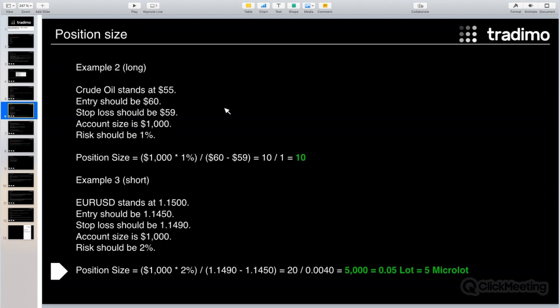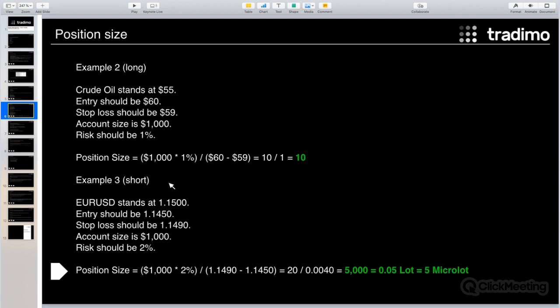Go back to the second example we had here. So crude oil. The perfect position size here was 10. And if you want to trade 10 units of crude oil, and crude oil is quoting around 60, then of course you need $600 to make this trade, and your account size is $1,000. So in this particular example, you don't need any leverage. So it's completely the same.